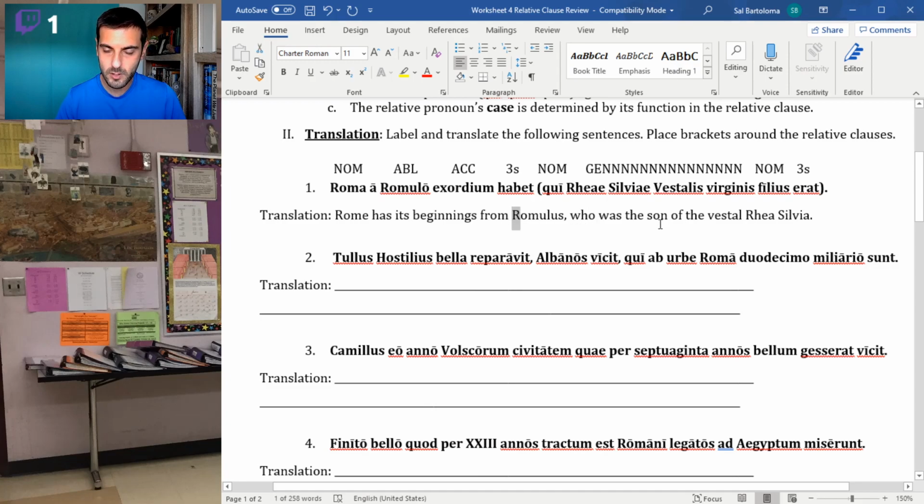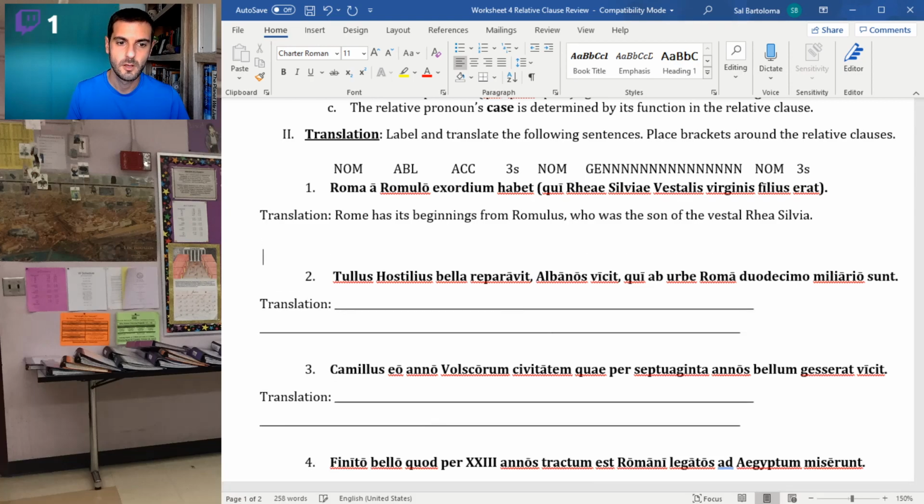Romulus, who was the son, right? Romulus was the son of Rhea Silvia, so that's why we use the nominative for qui. Even though Romulo over here is ablative, he's ablative in this part of the sentence, but in this part he's the subject. Romulus was the son of the Vestal Rhea Silvia.